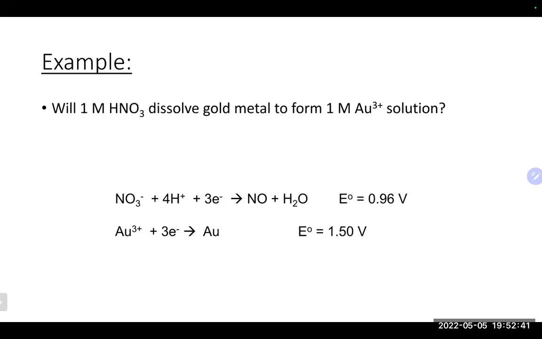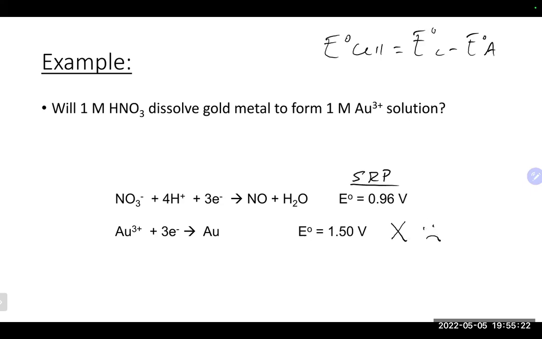All right, let's try this one. Will 1 molar nitric acid dissolve gold metal to form 1 molar gold 3? Okay, let's take a look and see. So obviously there's a couple of ways we could figure it out, but we could probably just roll with our E of our cell, maybe it might be helpful. So we want our cathode minus our anode. The cathode in this case is, which one?